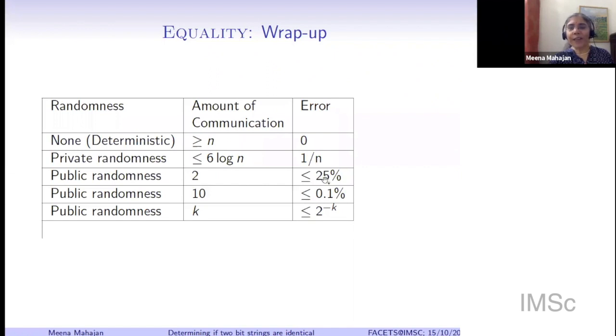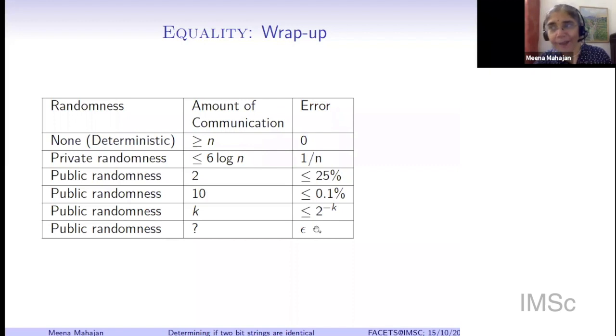With 2 bits, you can get down to 25%. With 10 bits, we saw 0.1%. In general, if you have k bits, then the error is 2 raised to minus k. But maybe we should be asking a different question. If I want the error to be not more than epsilon, how much communication do I need? Well, you just need 2 raised to minus k to be less than or equal to epsilon. And it turns out that log 1 over epsilon bits of communication is enough, independent of the size of the file. That is the important thing.